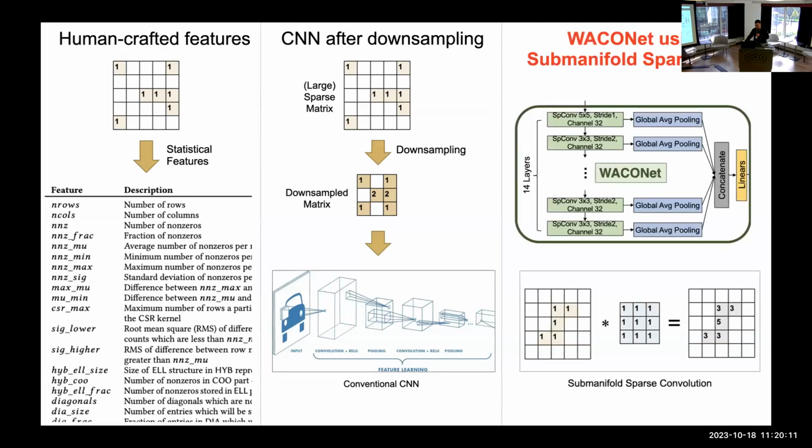So what we did is we applied submanifold sparse convolutional networks. We start from the original sparse matrix, gradually reduce the size of the sparse matrix, and apply convolution at each step. So we can capture both local features as well as global features.